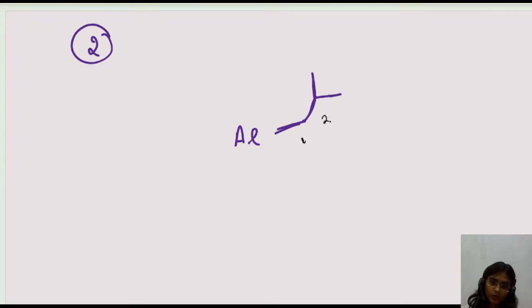One carbon, two carbon, three carbon, four carbon. So what is it? Iso group. I already told you so many times. One more. Okay, so the name is what? Dibal-H.